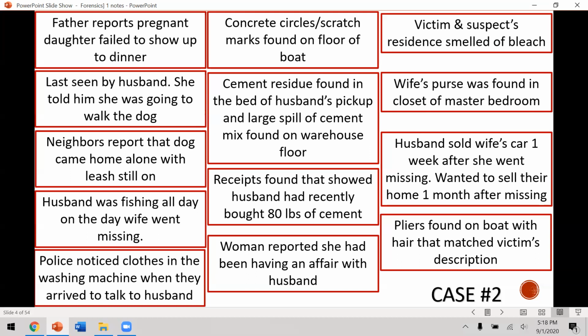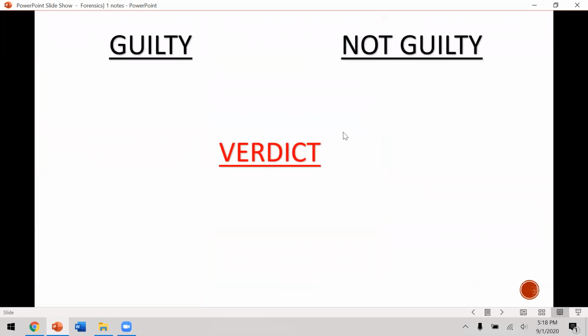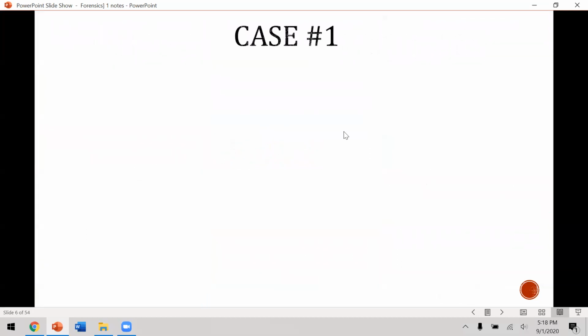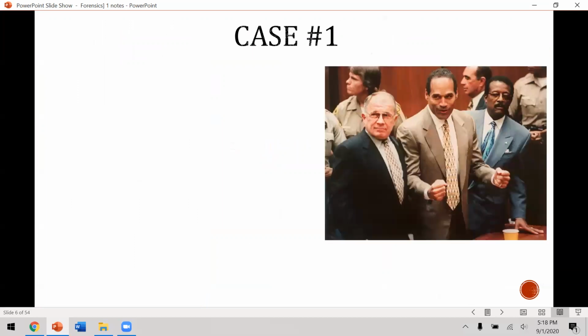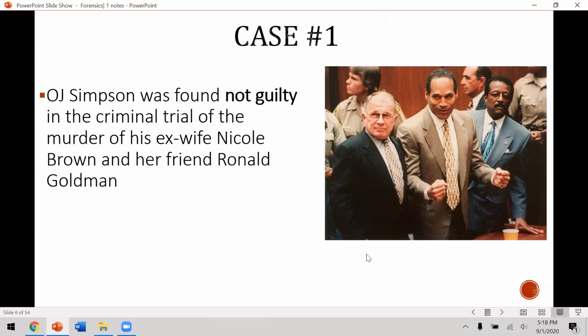Okay, now I'm going to go and actually show you the verdicts, these real life cases. So do you know what the first case was? It was the O.J. Simpson case. O.J. Simpson was found not guilty of the murder of his ex-wife and her friend. So even though all that evidence kind of seemed to point to him, the left glove matched the right glove, one was found at the crime scene, one was found at his house, blood type, all that stuff. There's so much that seemed to fit. However, he was found not guilty.